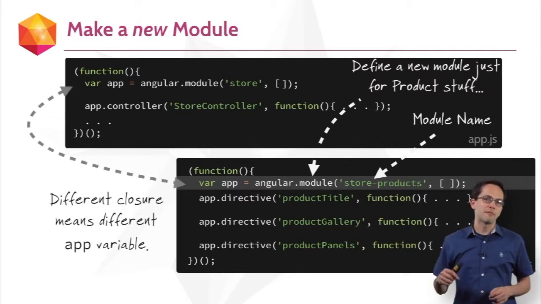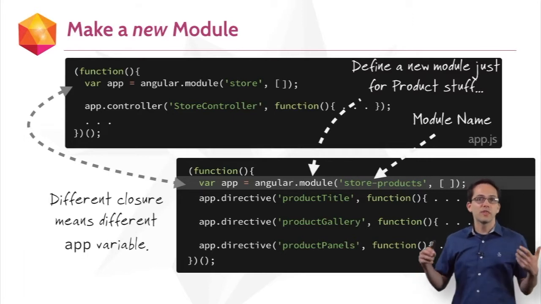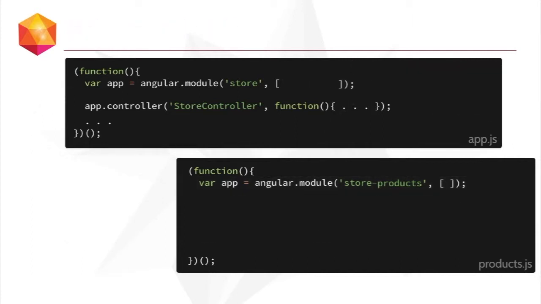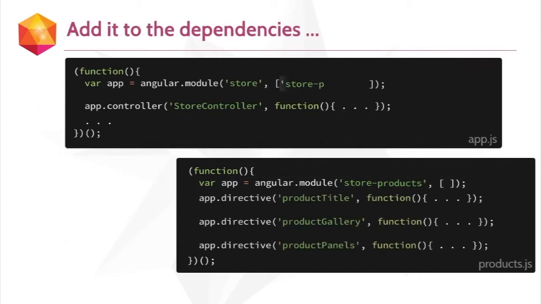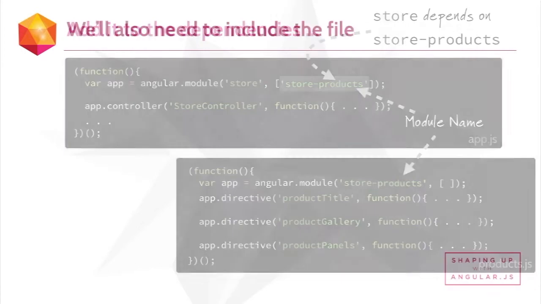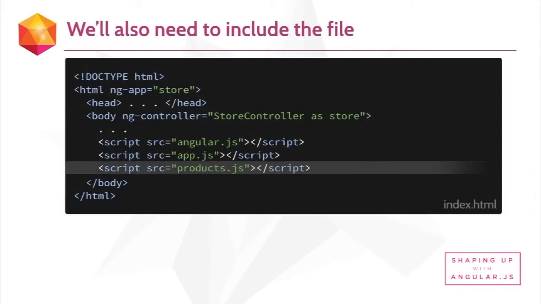You'll notice we're using that app variable in both our app.js and products.js, which is fine because they're both wrapped in a closure. Now we need to tell our store module that it depends on this store-products module. To do that, we simply add it to that blank array when we initialize our store module. The other thing we need to do to make this work is to include this products.js file inside our index.html.